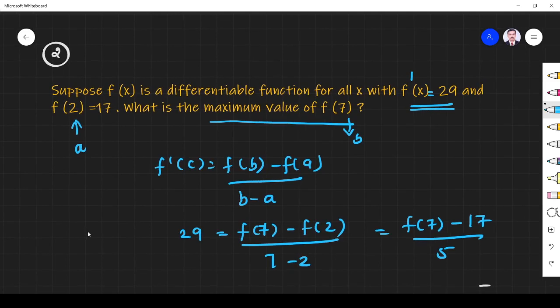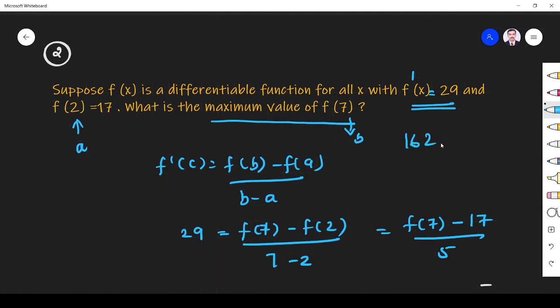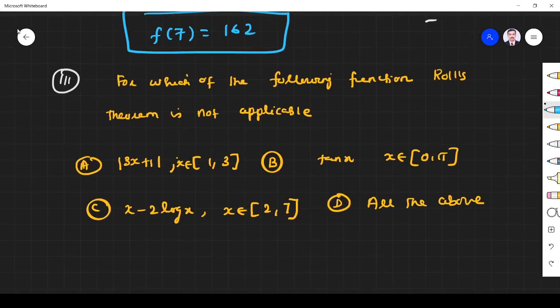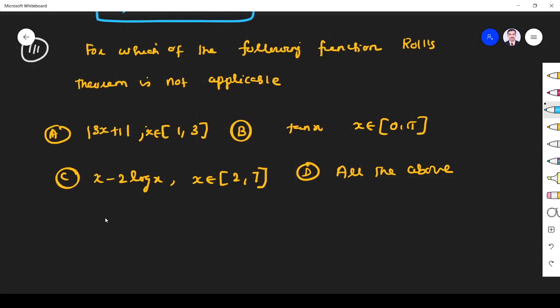So what is the value? The maximum value is 162. Minimum value is 17, right? Okay. Next question. For which of the following functions is Rolle's theorem not applicable? Whenever you want to apply Rolle's theorem, three conditions must be satisfied.